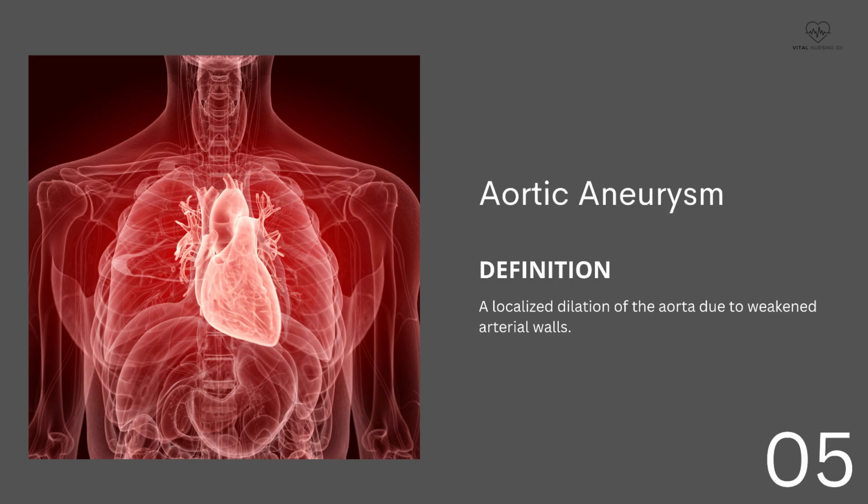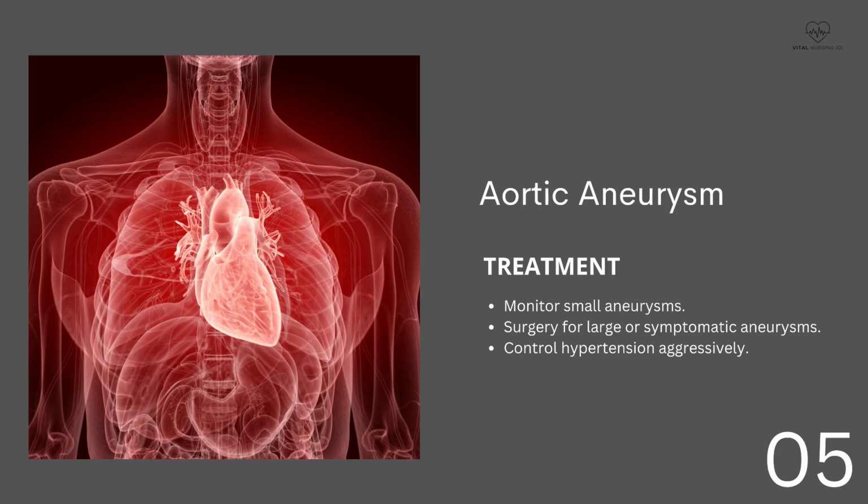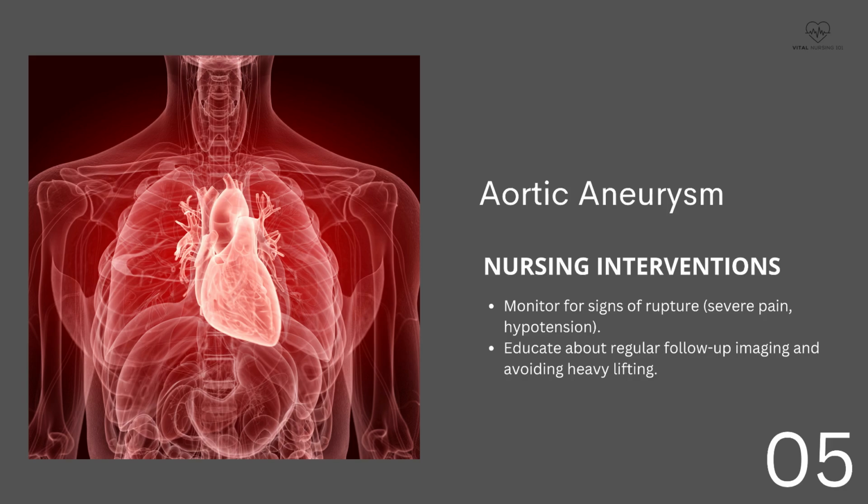Aortic aneurysm. An aortic aneurysm is a localized dilation of the aorta due to weakened arterial walls. Signs and symptoms include chest or back pain and hoarseness if thoracic, or a pulsatile abdominal mass, back pain, or bruit if abdominal. Treatment includes surgery for large or symptomatic aneurysms and aggressive control of hypertension. Nursing interventions are to monitor for signs of rupture, such as severe pain and hypotension, and educate about regular follow-up imaging and avoiding heavy lifting.